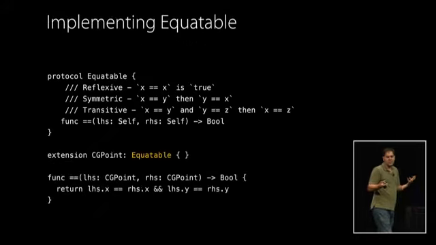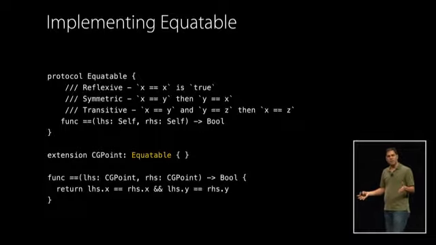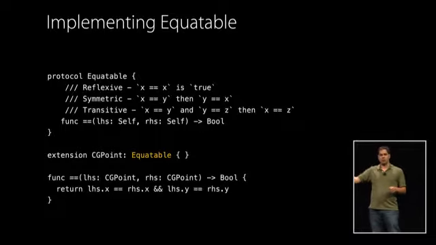Fortunately, it's very, very easy to implement these things. So I can just say, take CGPoint, extend it with Equatable, and implement the equality operator. And when you compose value types out of other value types, generally speaking, you just have to use the underlying equal operators of all the value types.